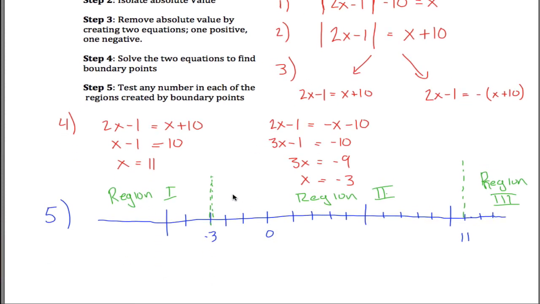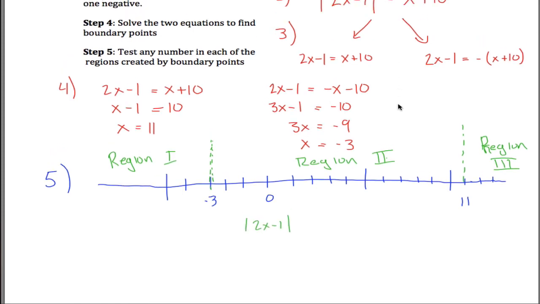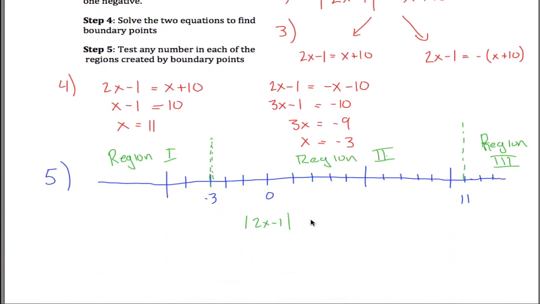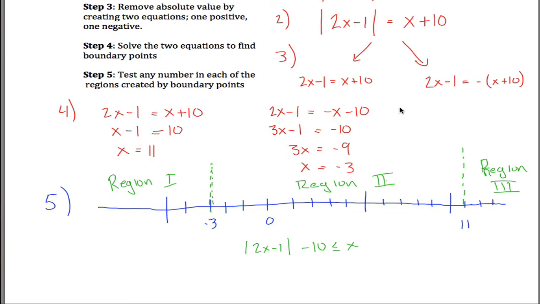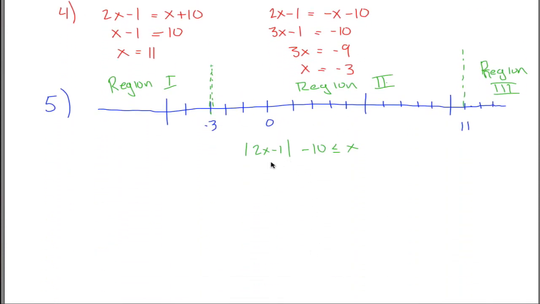If a number in region 1 makes this statement true, then every number in region 1 will make this statement true. So what I'm saying is we want to take our original equation, the absolute value of 2x minus 1, minus 10, less than or equal to x. Make sure I copied that down right. And what we're going to do is test a number from each of these three regions. So let's see, where do we start? It doesn't really matter. Let's start with region 1.